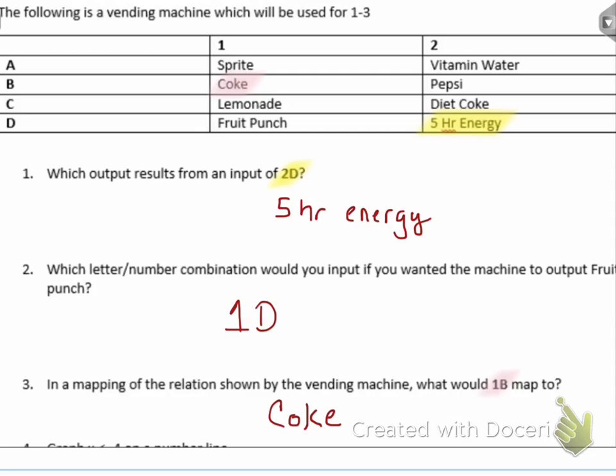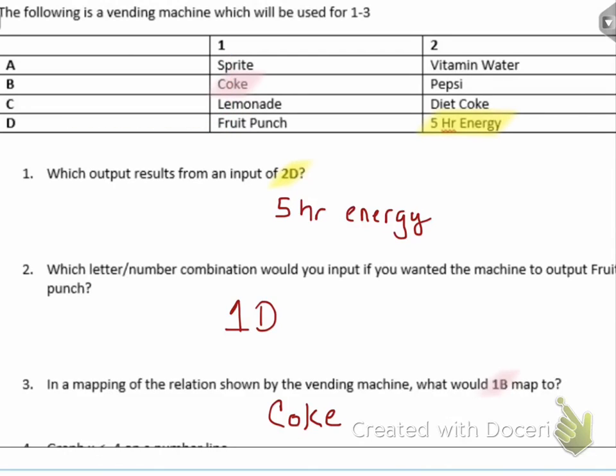Which output results from input 2D? It's 5-hour energy. You just go over to 2 and to D and follow along. There it is. Nice and easy. Which letter number combination would you input if you wanted fruit punch? Again, follow 1, we go over to 1D, right there, fruit punch. So that's how you know.